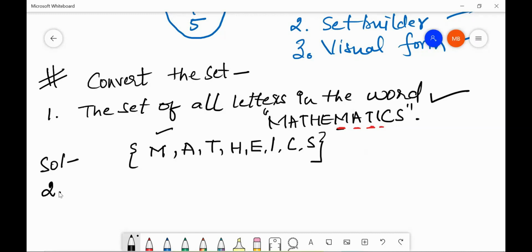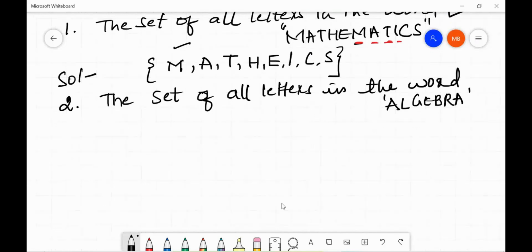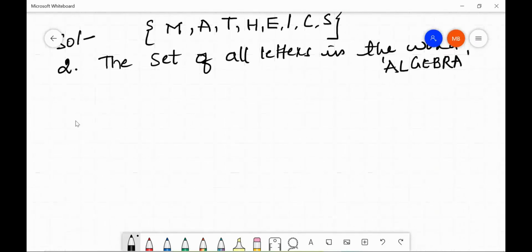The second question, try solving the second one. Second is the set of all letters in the word, which word should I give you? Okay, let it be algebra. Algebra. Okay, so this will be a task for you. Question number 2, you will have to solve. I'll just give you a few more.